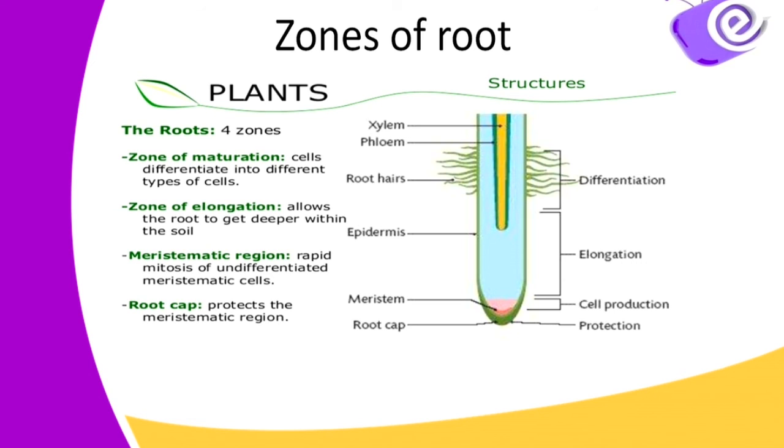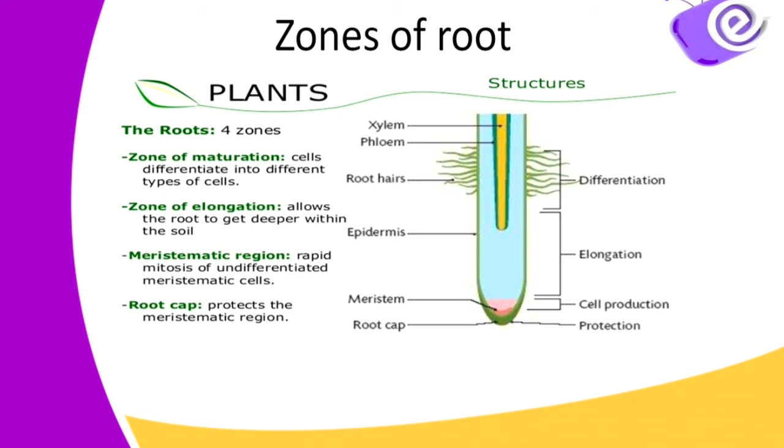Then the next zone of the root is what we call the zone of elongation. Just from the name, you can tell it's for increasing in length. This zone allows the root to get deeper within the soil, so it helps the root to grow lengthwise. Then the next zone, we have the meristematic region. There's rapid mitosis of undifferentiated meristematic cells. So this is the place where mitosis normally occurs.